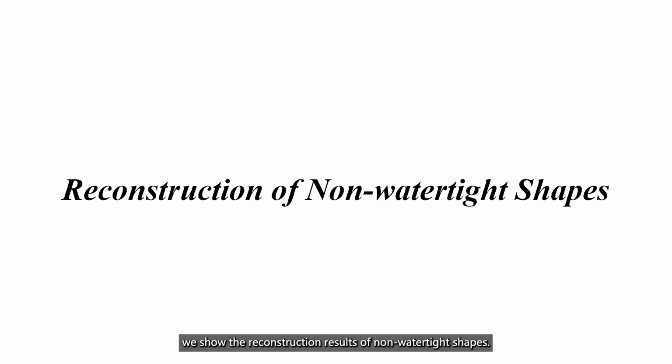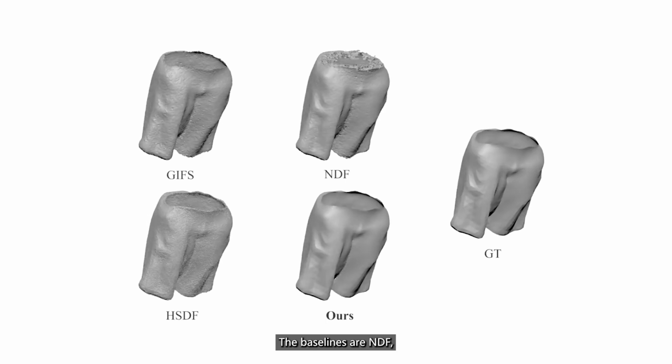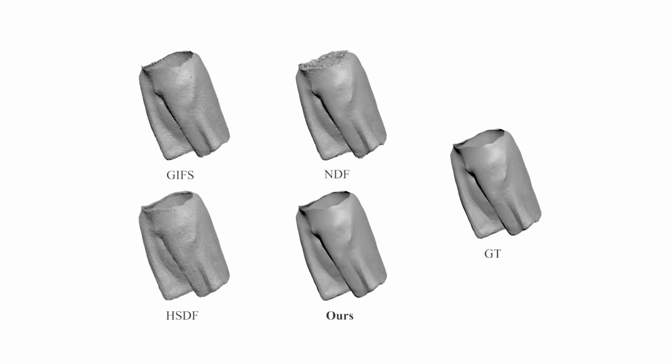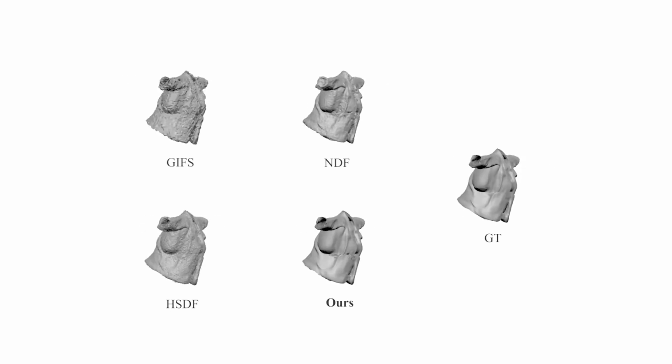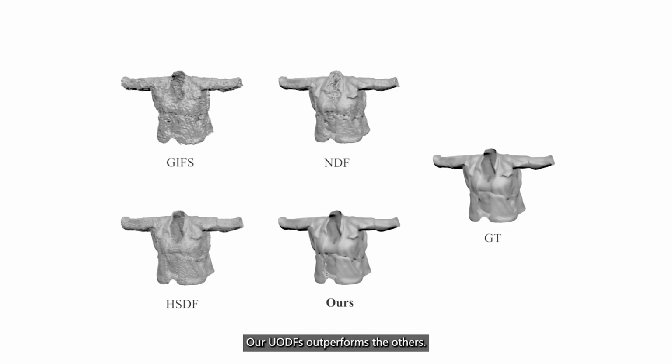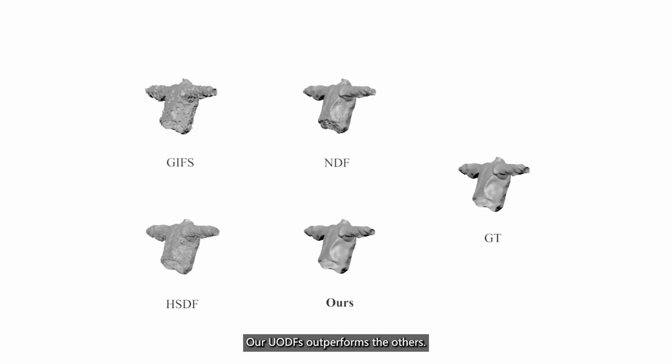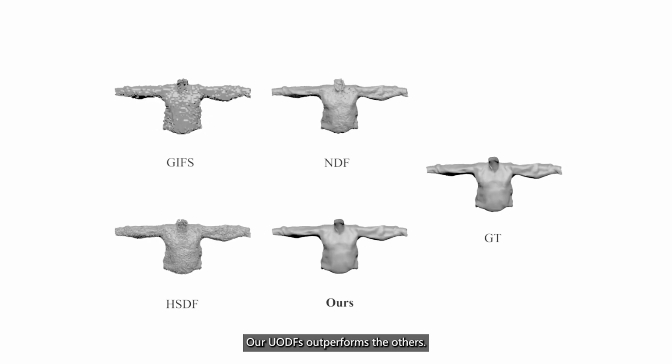Second, we show the reconstruction results of non-watertight shapes. The baselines are NDF, GIFs, and HSDF. Our UODFs outperforms the others significantly for reconstruction of the non-watertight shapes.